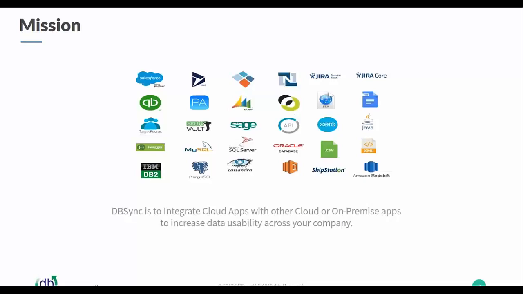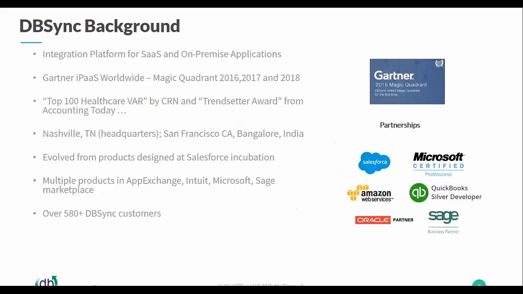To start off with, let me run you through who we are and how DBSync is placed in the market. Primarily, DBSync is an iPaaS, a typical iPaaS, so to say. We integrate cloud apps with other cloud or on-premise applications. As we run through the presentation, you'll see in more detail the partnerships that we currently have and some of the connectors that we have pre-built.